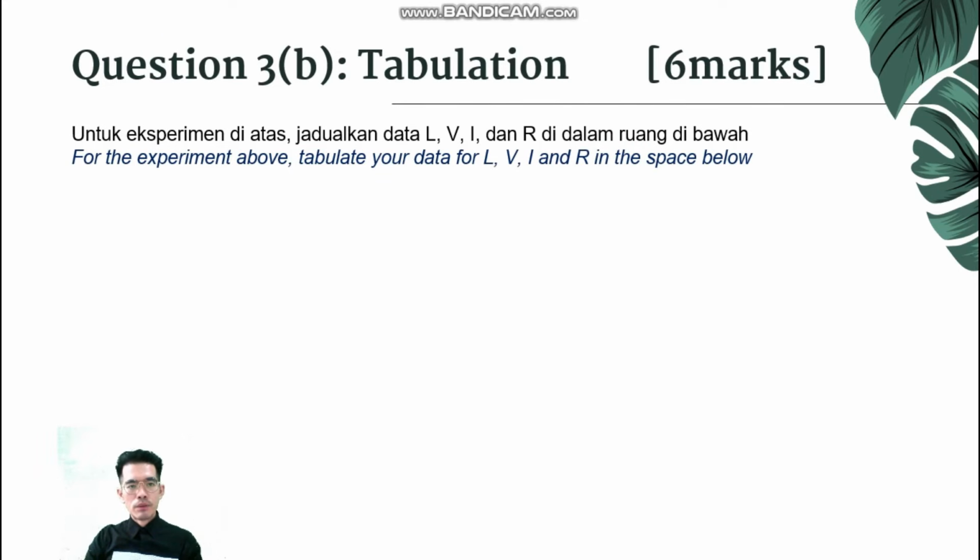For the experiment above, tabulate your data for L, V, I, and R in the space below. Here the question already gives you the symbols. L represents the length of wire, V represents voltage in volts, I refers to current, and R refers to resistance.